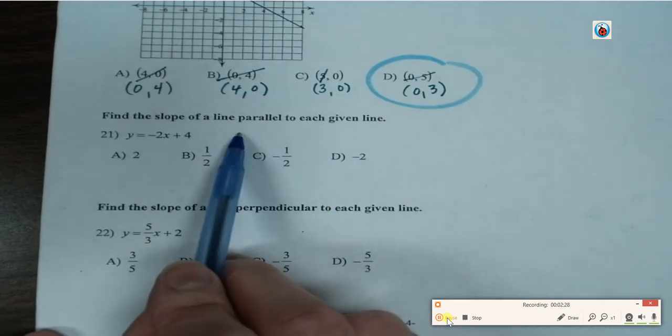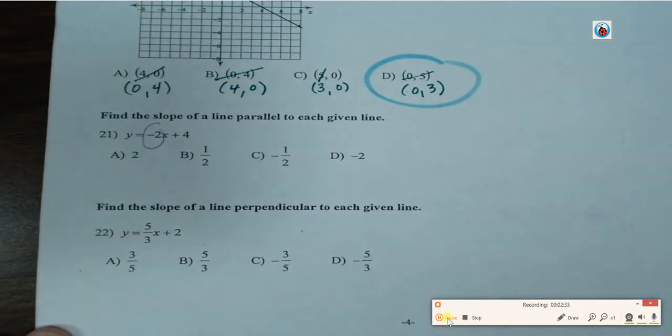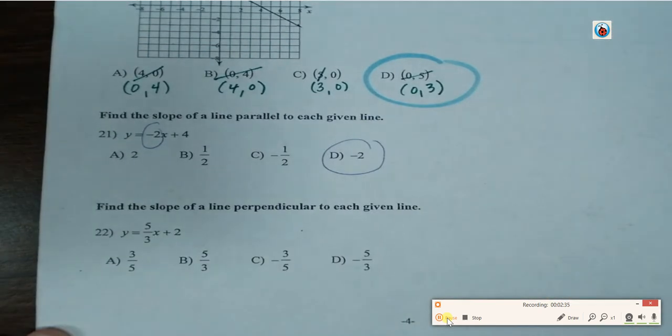Find the slope of a line parallel to each given line. Parallel lines have the same slope. This slope is -2. The same slope would be -2.